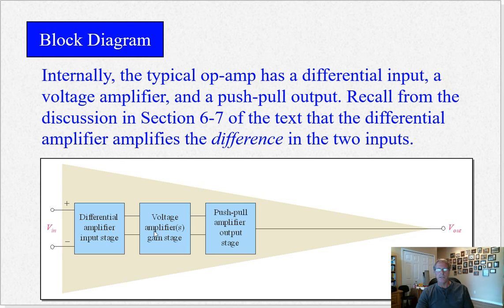That differential input stage goes to an amplifier stage, and then to the final output stage, which is called a push-pull amplifier. Push-pull means it's got a transistor on the top and a transistor on the bottom, a source current transistor and a sink current transistor. And you might remember some of that from your semiconductor class days, 1141.